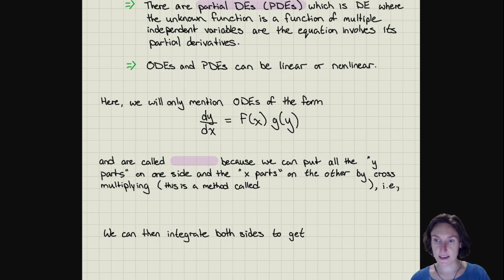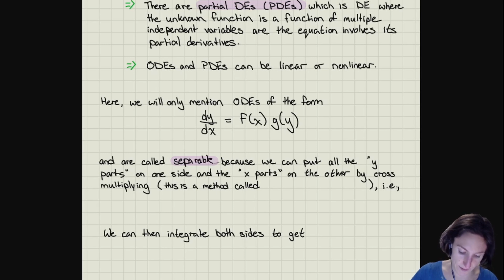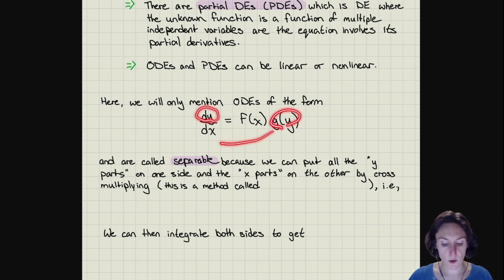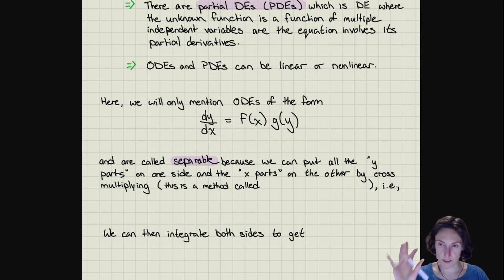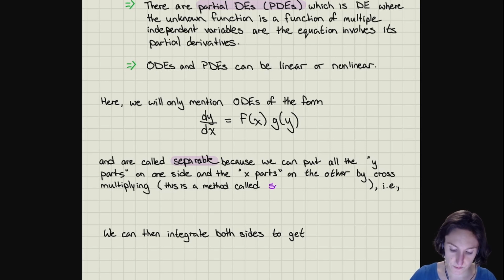And this is known as a separable DE. Why is it known as a separable DE? It's because you can split up your derivatives, put it in differential form, and put everything that has y's on one side and everything that has x's on the other side. Doing that process of putting all the y's on one side and all the x's on the other side is known as using the method of separation of variables.